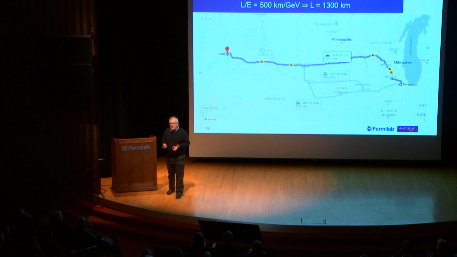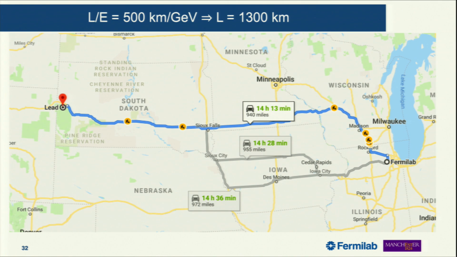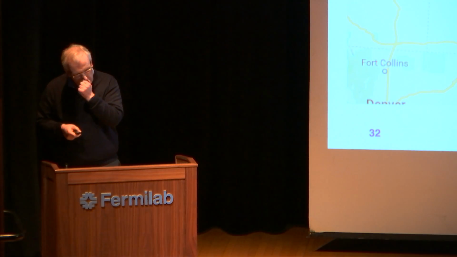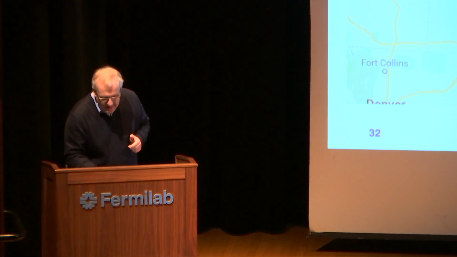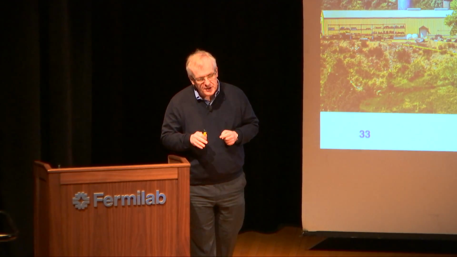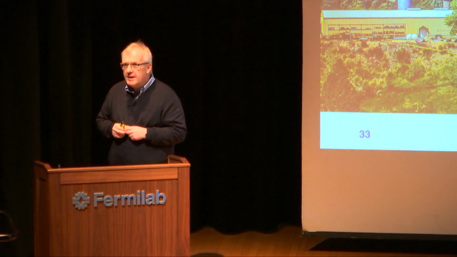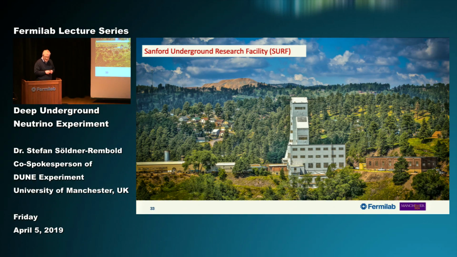Now, the next step in building the experiment is go to Google Maps and see where you can get from here in 1,300 kilometers, and that is actually in Lead, South Dakota. It's almost direct. There happens to be a mine, and that's the same mine we talked about before, the Homestake mine, where Ray Davis did a neutrino experiment many years ago, and you can see like neutrinos are coming home.